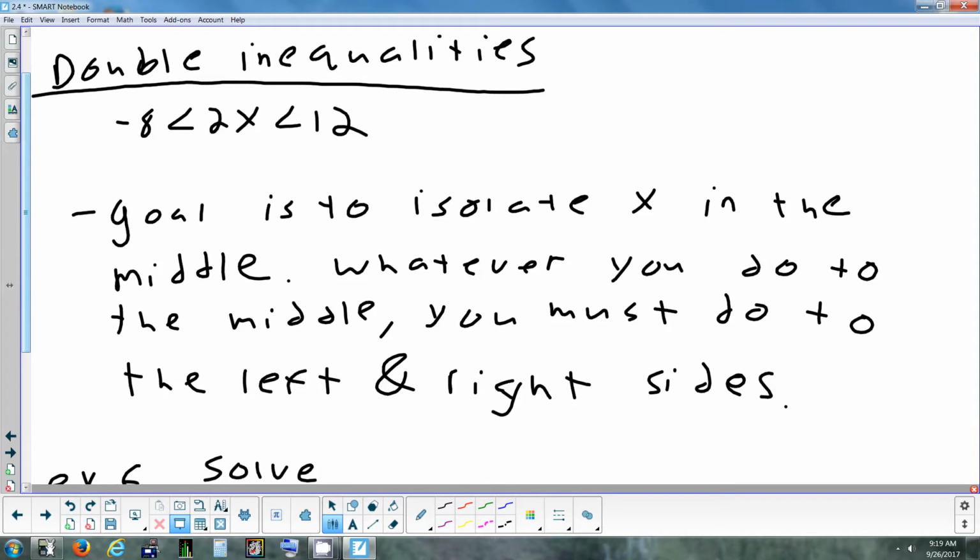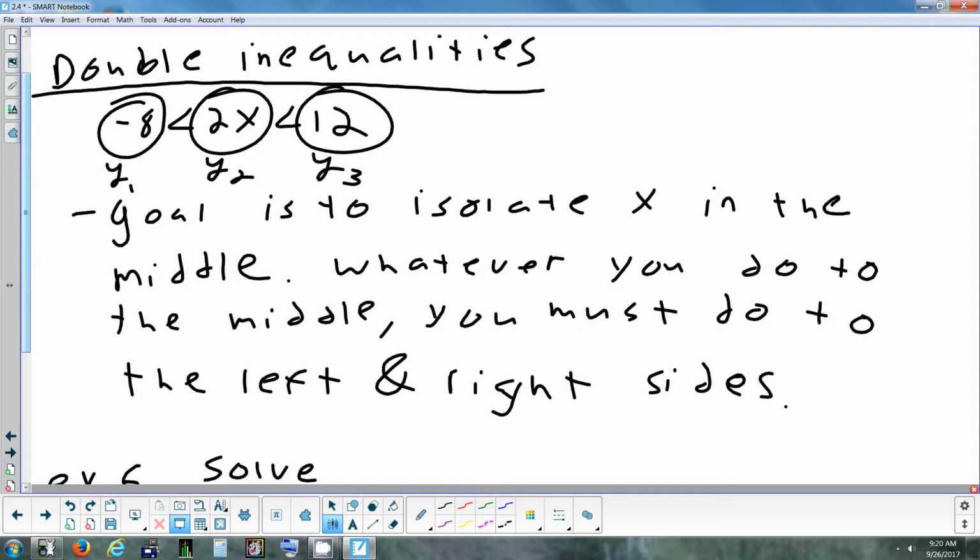When in doubt, if you have trouble getting x by itself, you can always use the graphing calculator. The idea with the graphing calculator would be put that in y1, put that in y2, put that in y3. And then on the screen, you would look where the graph for y2 is sandwiched between y1 and y3. That's what you'd be looking for.